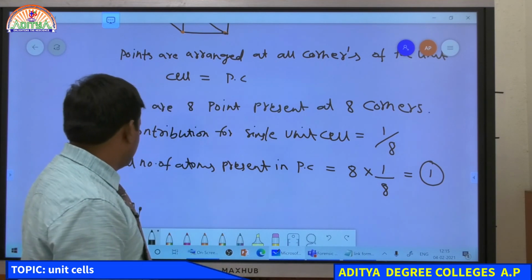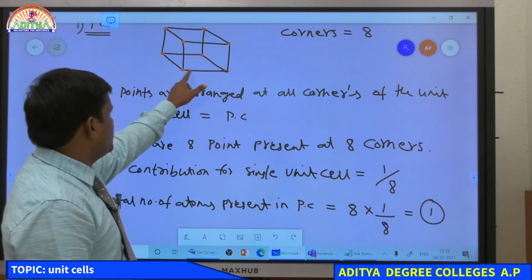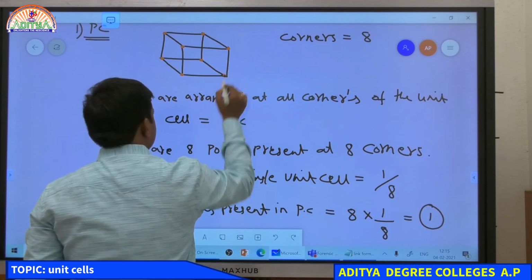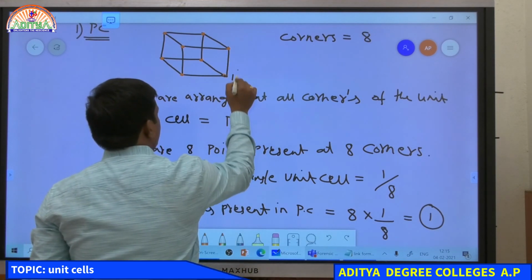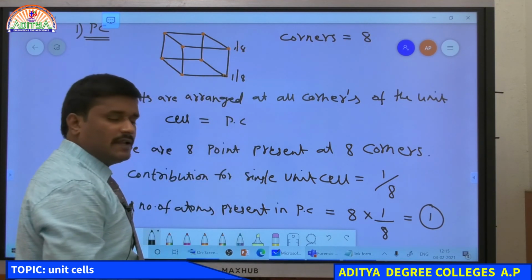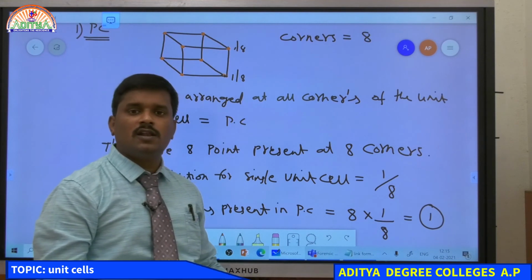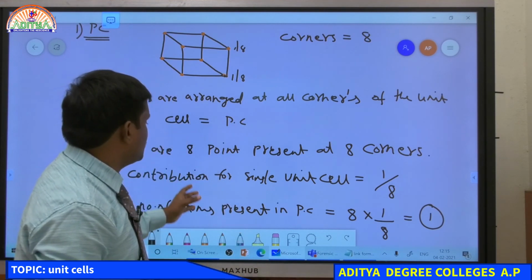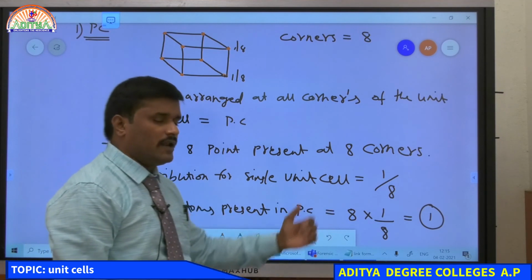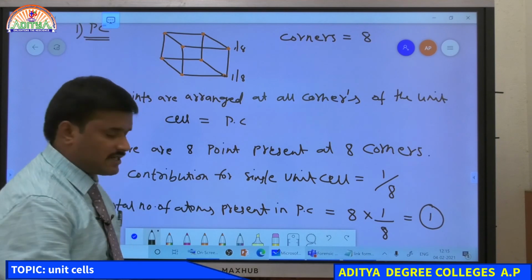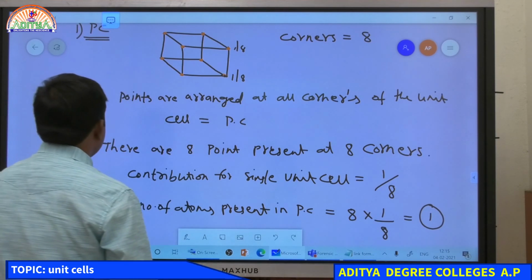Here there are 8 points present in the crystal, but each one's contribution is only 1 by 8. So this is 1 by 8, again this is 1 by 8, so up to 8 points. Therefore, 8 into 1 by 8. So the total number of atoms present in the simple cubic unit cell is always equal to 1. So this is about the primitive cubic unit cell. Now the second one, face-centered cubic.